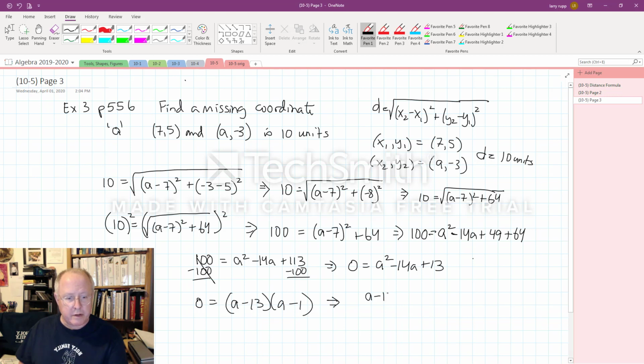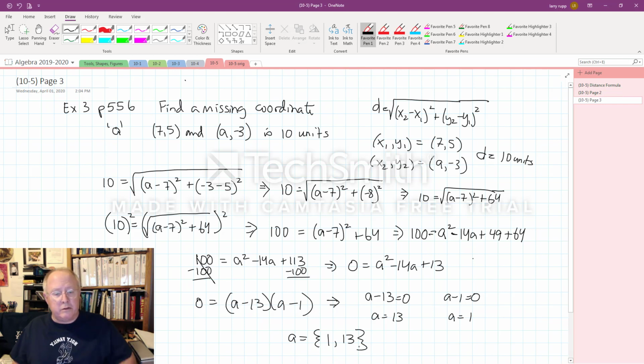That's right. From our zero product property, we know that either a minus 13 must equal 0 or a minus 1 must equal 0 or both. So in this case, a would be 13. In this case, a would be 1. So to answer your question at the very beginning, a would be equal to 1 comma 13. Those are all the values of a that will make this a true statement.